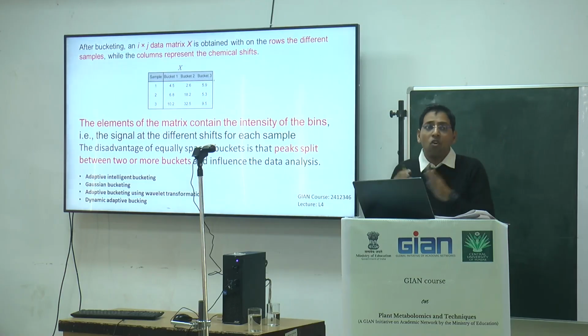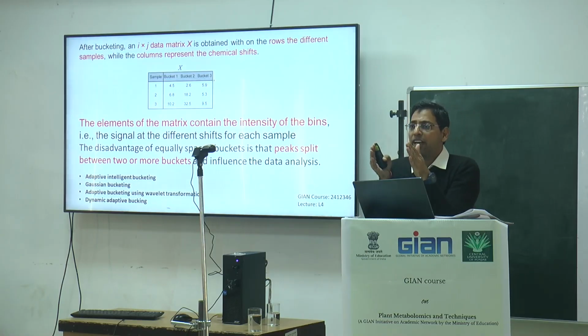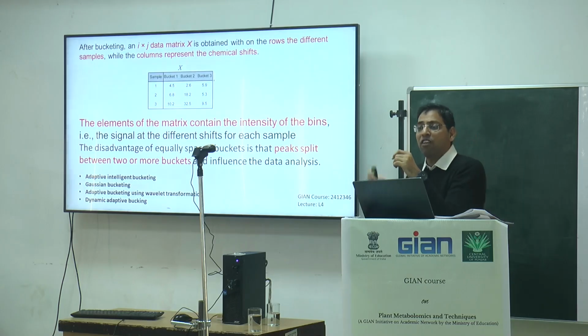This way, however many buckets are present, you have to write down the chemical shifts of those different peaks. Suppose in one sample, the first bucket is 4.5, and the second comes this way. So you have to do these experiments.